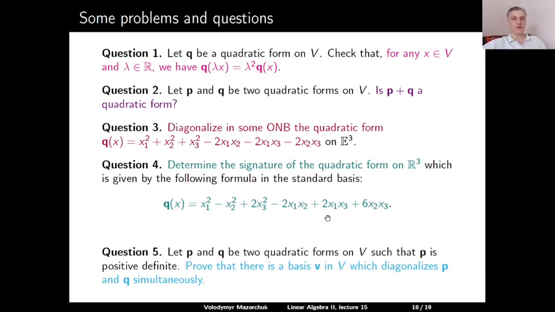Let P and Q be two quadratic forms on V such that P is positive definite. Prove that there is a basis v in V which diagonalizes both P and Q simultaneously.